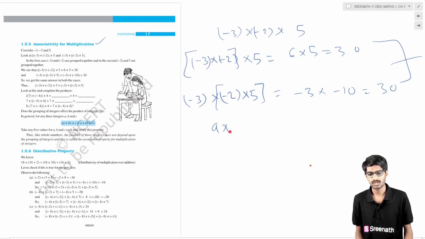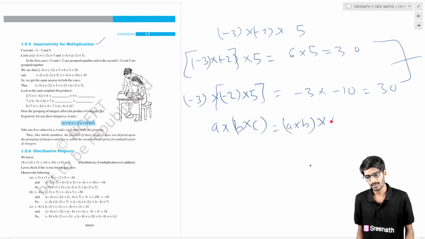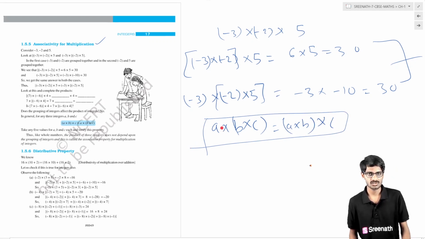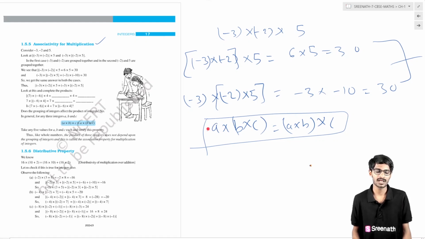So finally you can say that A cross B cross C, where the brackets are between B and C, is equal to A cross B cross C, where the brackets are between A and B. Then we say that associativity holds for multiplication, or associativity is satisfied by multiplication.